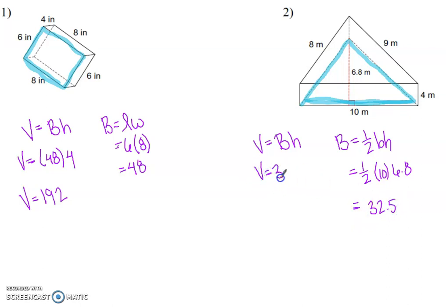Next, we'll substitute that area of the base we just found with the height of the prism. Right? These are here to deter you. So now I've got the height is 4. So I'll multiply by 4, and I got the volume is 130.